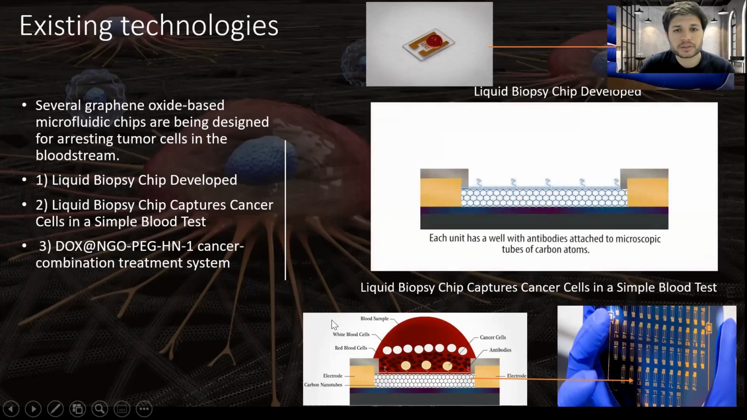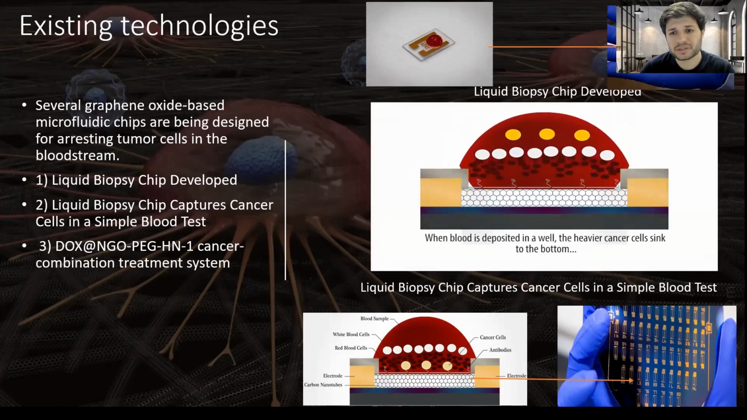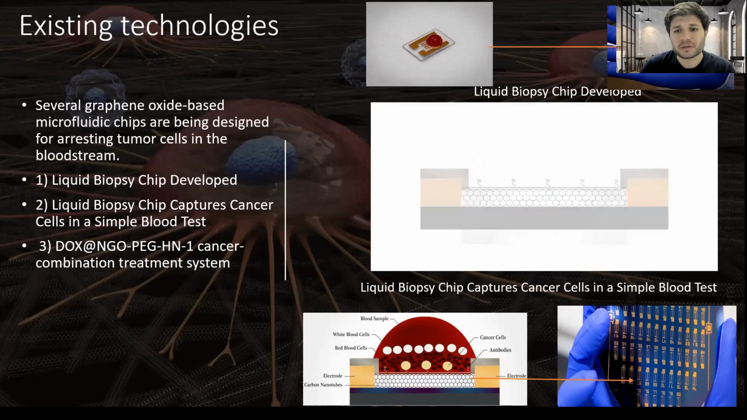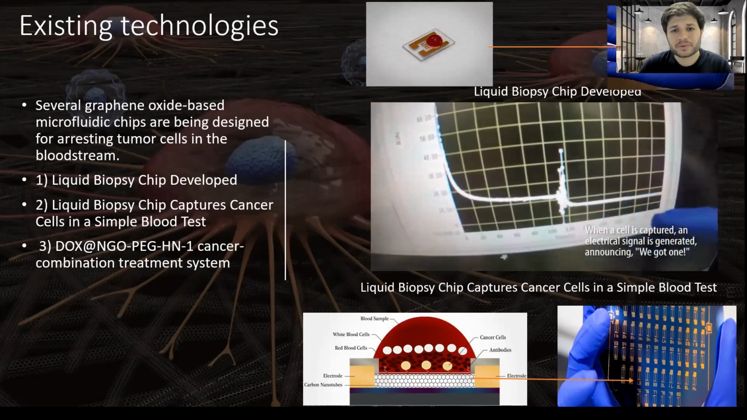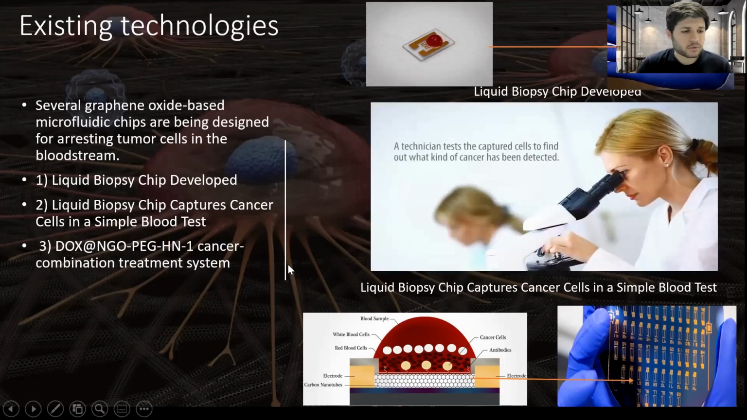And the third one is the DOX NGO PEG cancer combination treatment system. It is based on pH sensitivity. It has been developed successfully. The results show that DOX NGO PEG can be easily absorbed by tumor cells and collaborated directly and detected. So next, Arooma will present the next part of the presentation. Thank you from my side.